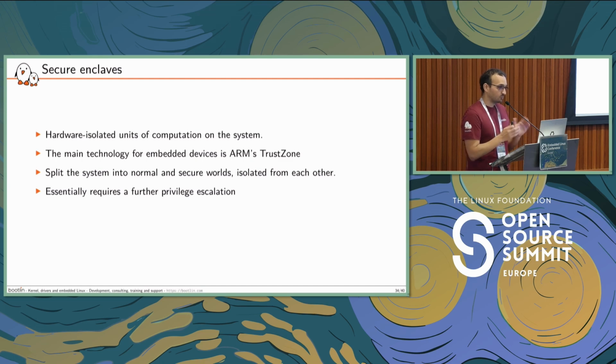And essentially you have two worlds now. You have secure world and non-secure world. They're also split into trusted and rich. And essentially what this means is that to get access to the secure world, you need a further privilege escalation, right? You have privilege escalation from userland to kernel land. And now if you want to have access to this, then you need another one.